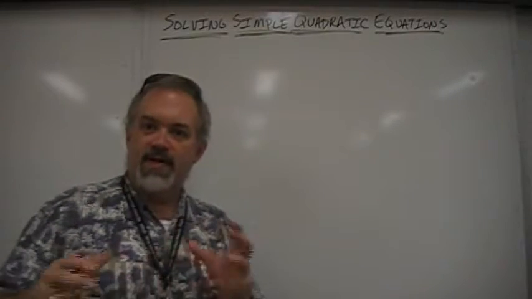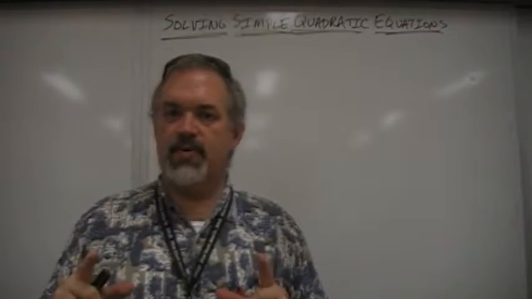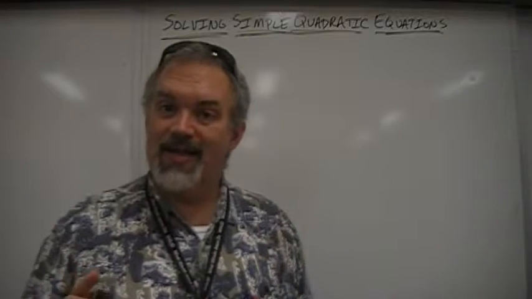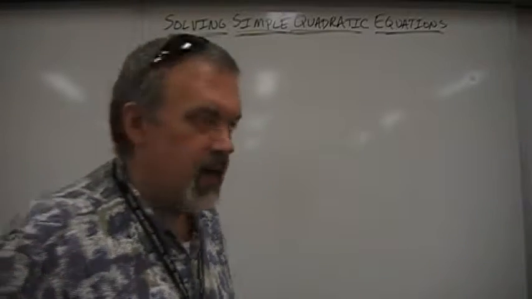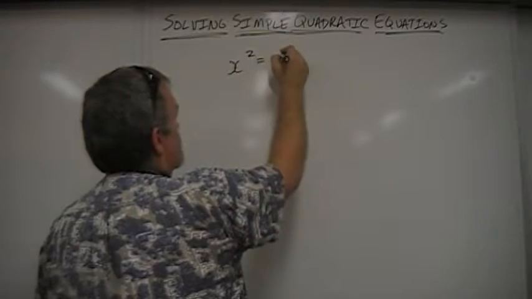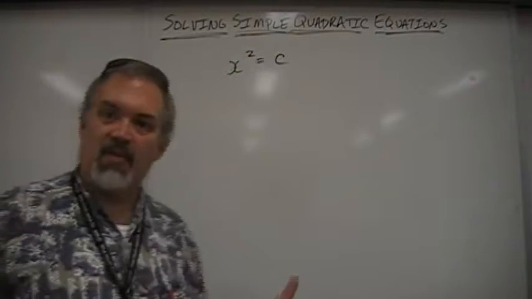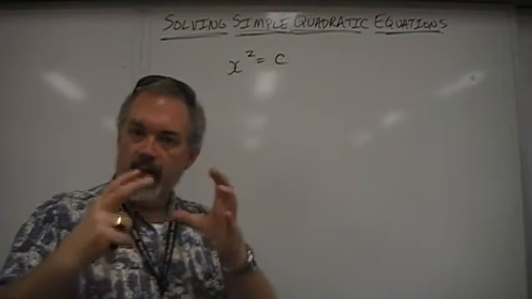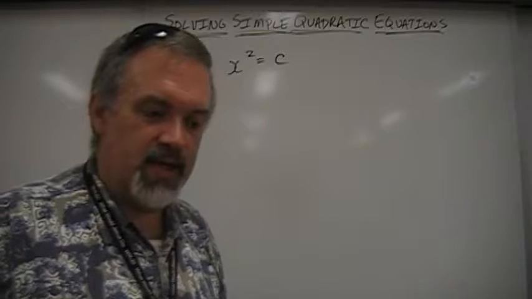All right, our topic for today is solving simple quadratic equations. Now, a quadratic equation is just something with a square in it. So, for example, x squared equals c. This is an example of a quadratic because it has a square in it. Square, quad, okay, get the idea of quadratic equation.